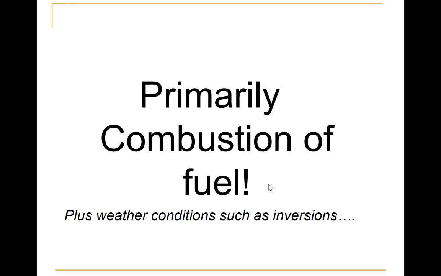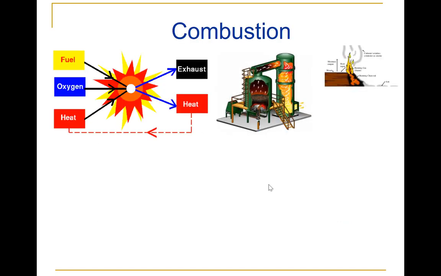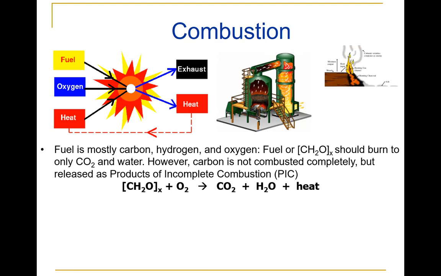The main cause of outdoor air pollution is combustion of fuel, as well as weather conditions such as inversions and transport. Combustion is essentially the process of burning the fuel, and fuel is mostly composed of carbon, hydrogen, and oxygen, or CHO, in various ratios. When this burns, we release carbon dioxide and water vapor as well as energy. The energy is what we utilize, and carbon dioxide and water vapor get released into the environment. As we probably already know, these are also greenhouse gases.